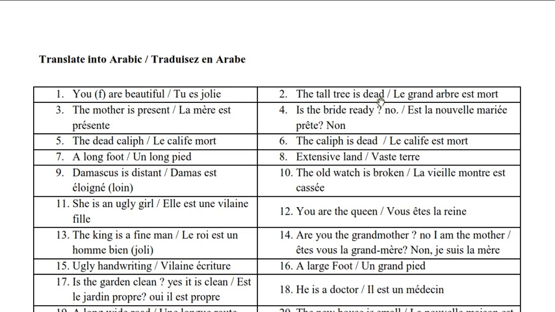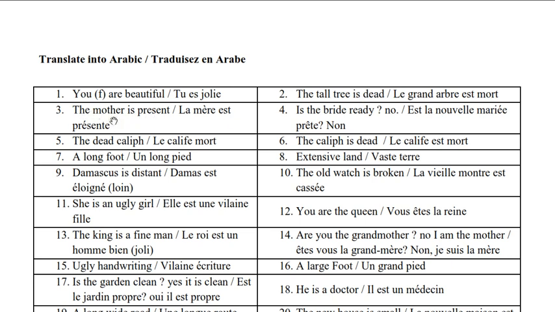Then it should be in feminine. We have is. There should not be al. Mayyit becomes mayyitun, mayyitatun. The word is mayyitun. In feminine, it should be mayyitatun. So the tall tree is dead. Ash-shajaratu at-tawilatu mayyitatun.